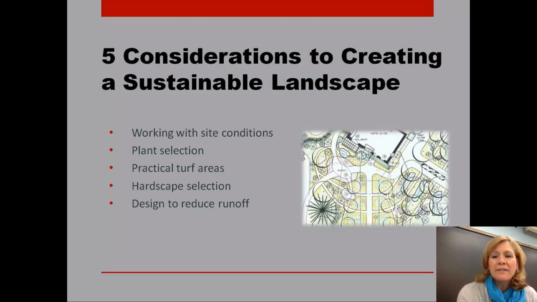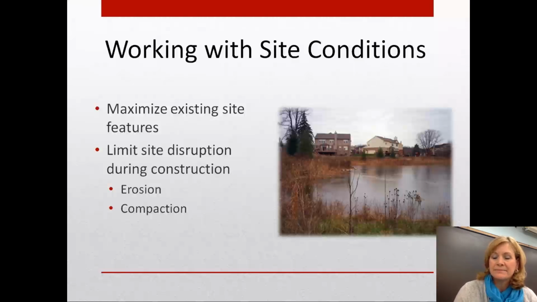So there are really 5 considerations to think about when you're creating a sustainable landscape, and I'll talk in a little bit more detail about each one of them. We'll talk about working with the site conditions, plant selection, practical turf areas, hardscape selection, and then design strategies that you can use to reduce runoff. And here we're talking about water runoff from a landscape site.